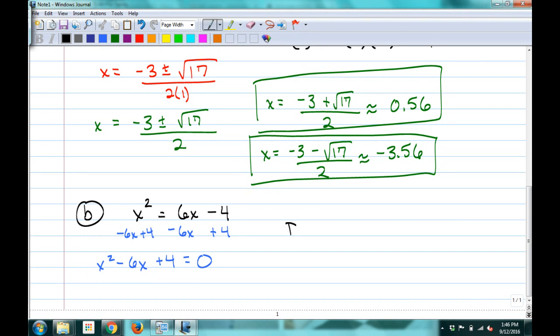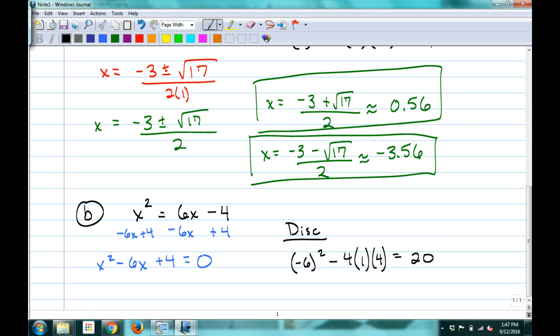All right, so let's get to the discriminant. I'll just abbreviate that disc. There's nothing else we use that has that connotation. So what's the discriminant of this one? Negative 6 squared minus 4 times 1 times 4. So it'd be 36 minus 16, which is 20.